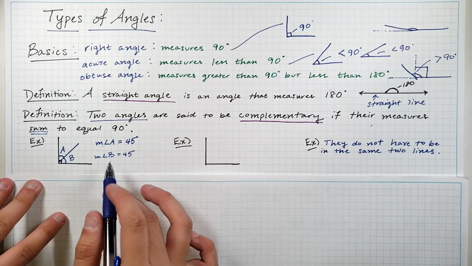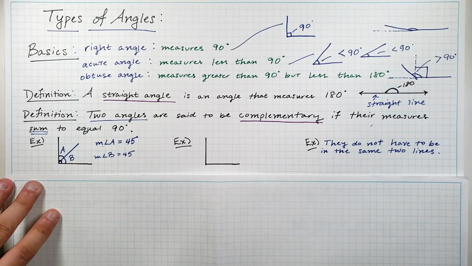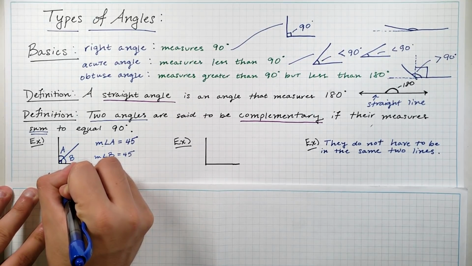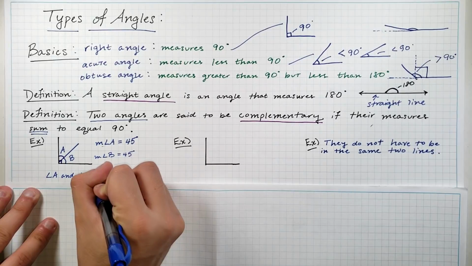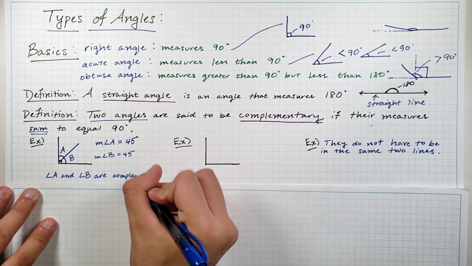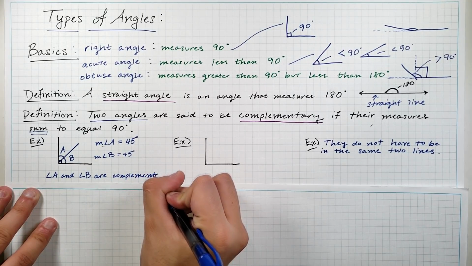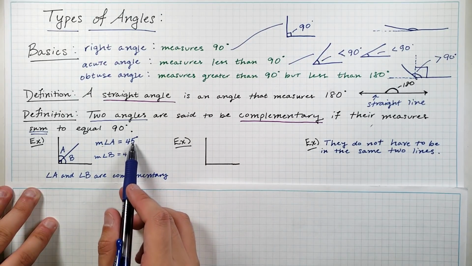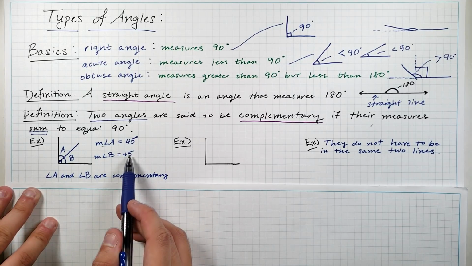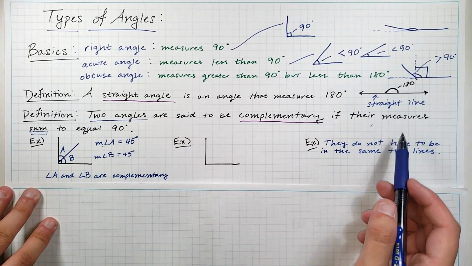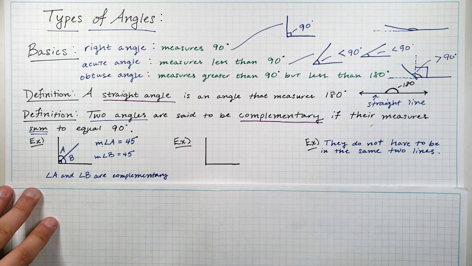So now what can we say about angle A and angle B? Well, we can say angle A and angle B are complementary. Why can we say that? Because what's 45 plus 45? 45 plus 45 is 90. Two angles are said to be complementary if their measures sum to equal 90 degrees. So that's pretty much it.